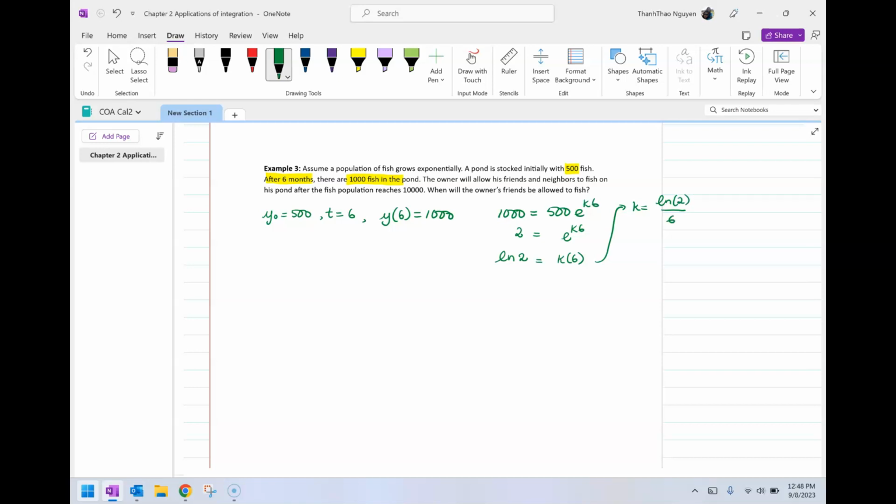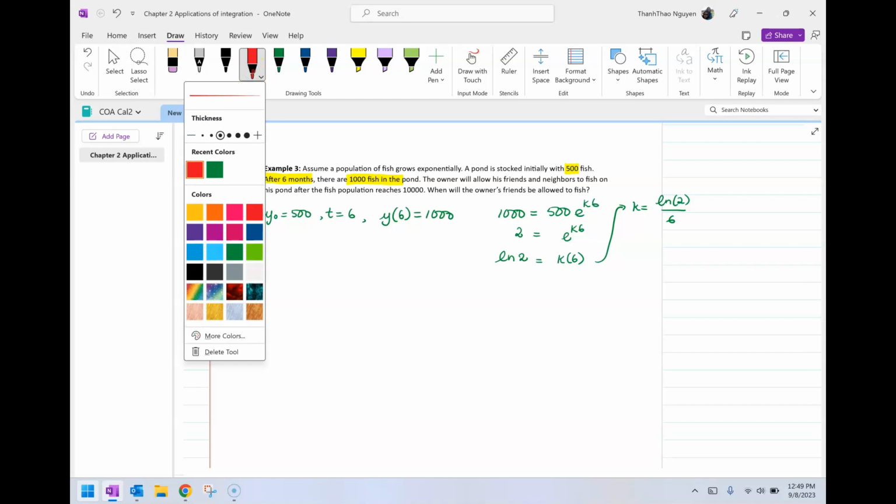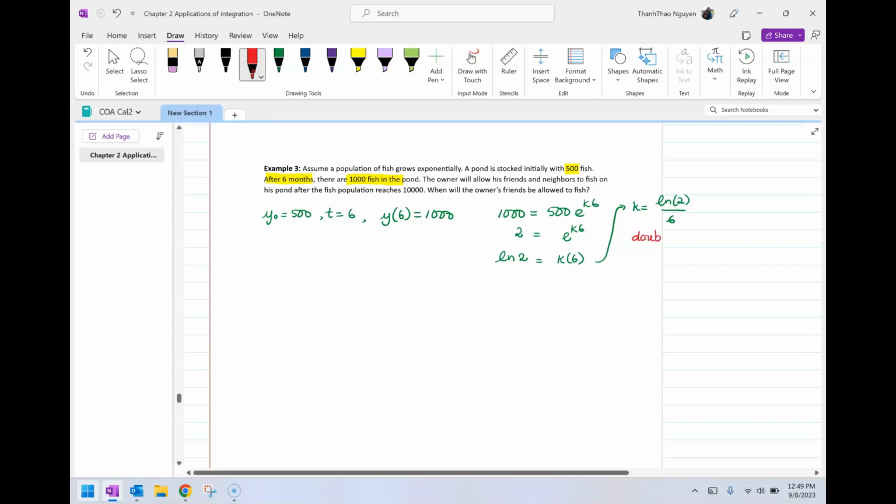Now, note that we start with the population of fish being 500. After 6 months, the amount of fish is 1,000, which means it's doubled. So this k in this type of problem is called a doubling constant. k is equal to ln of 2 divided by the doubling time.